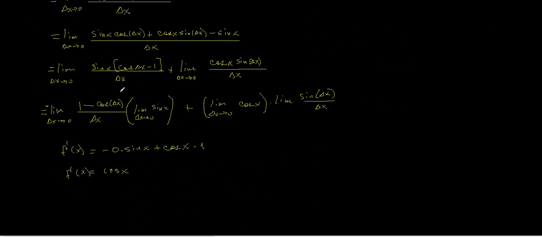Here, we separate this a little bit and factor out the sine of x. Over here we will factor out the cosine, the limit of the cosine of x as delta x goes to 0, and apply the theorems here and here. This gives us 0, whereas this gives us 1.